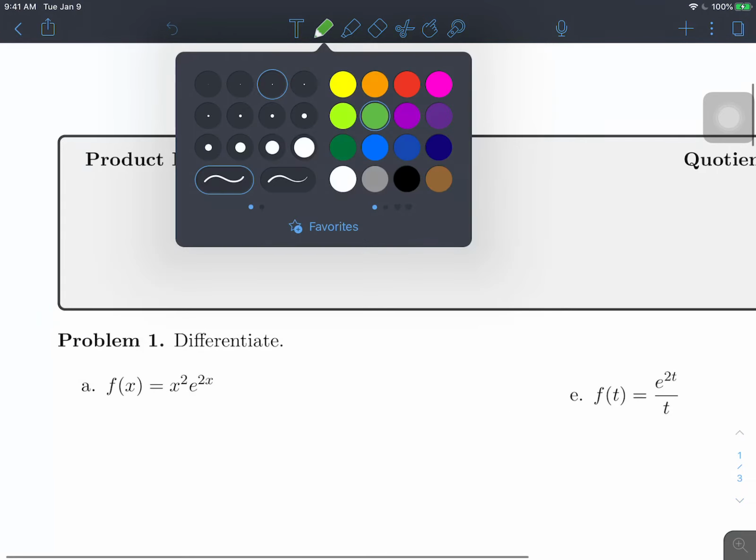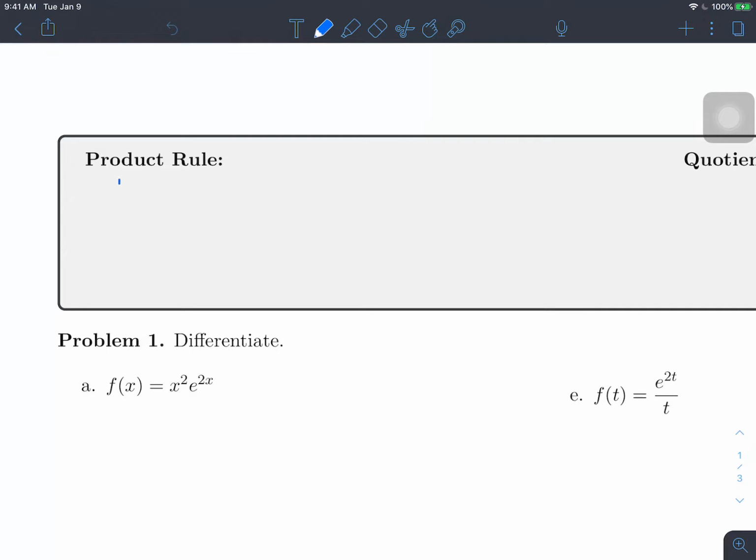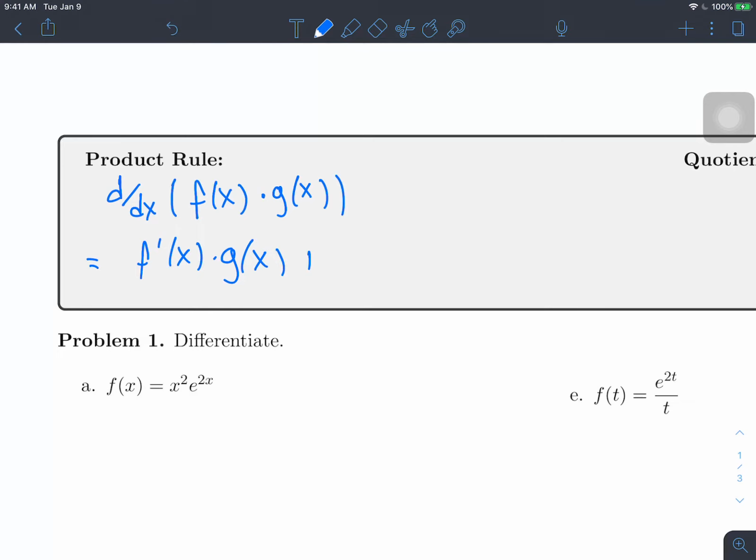So what the product rule says is, if I have a problem that tells me to do the derivative of f of x times g of x, so I have two functions that aren't being composed, they're being multiplied by one another, then the derivative will be f prime of x times regular g of x plus regular f of x times g prime of x.